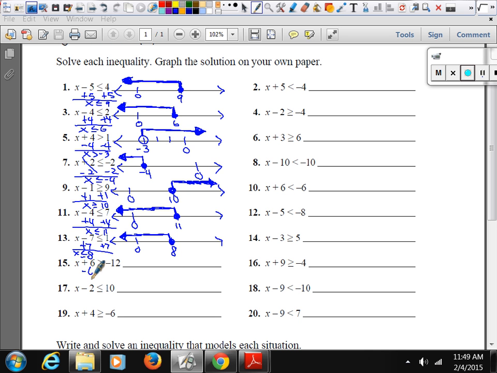Number 15 is going to be, subtract 6, cancels out, you get x is greater than, now negative 12 and negative 6 together. Negative 12 and negative 6, put them together. Negative 18. They're the same sign, so you keep the sign and add. Negative 18.